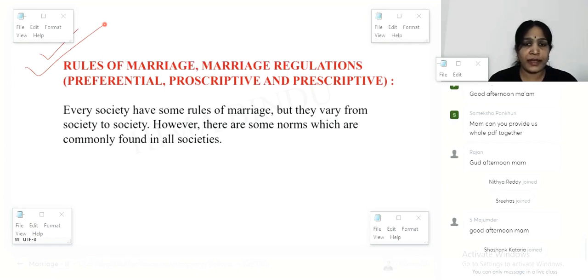Rules of marriage or marriage regulations. Intro, body, conclusion: mostly we follow that structure. But in the previous structure that I have given, the definition will work as the introduction. It's not that 100% of the time you have to write some introduction. Sometimes the definition can act as an introduction. Then whatever structure I have given is the main body, and the conclusion I have given there. That is how we proceed.